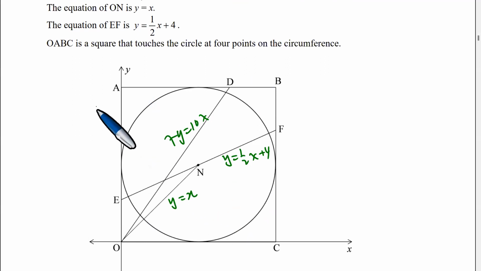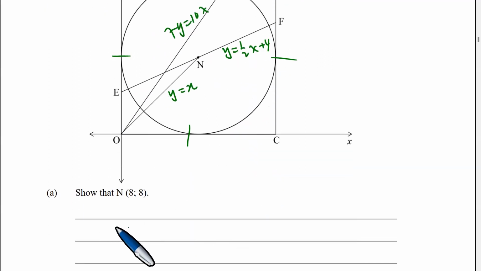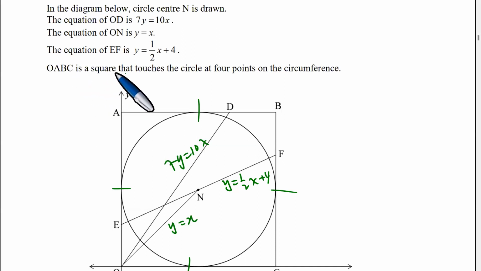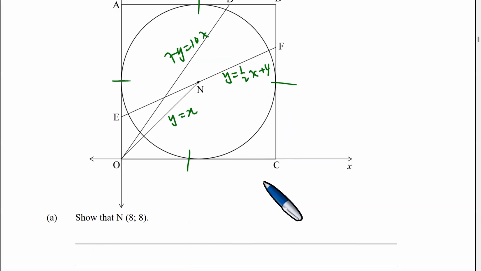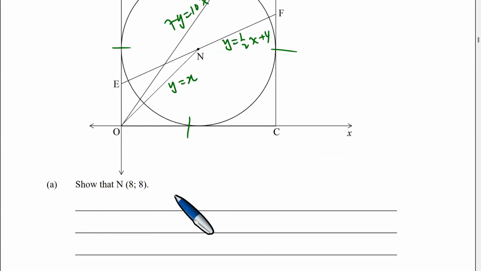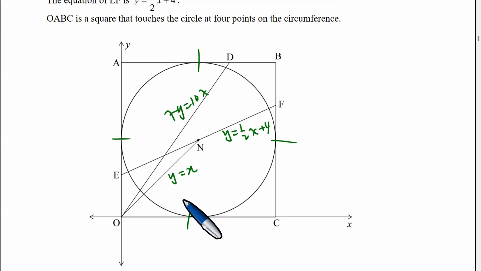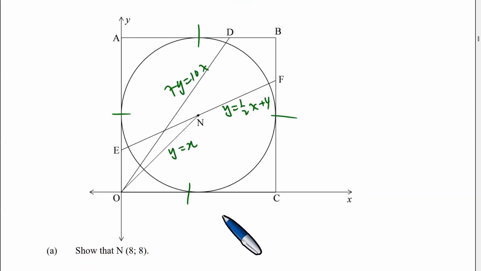So obviously now this OABC is a square. It means all the sides are equal to each other. Right. Okay. OABC is a square that touches the circle at 4 points on the circumference. Right. Show that N is 8, 8. How do you show that N is 8, 8? It's too obvious. Your thoughts quickly?